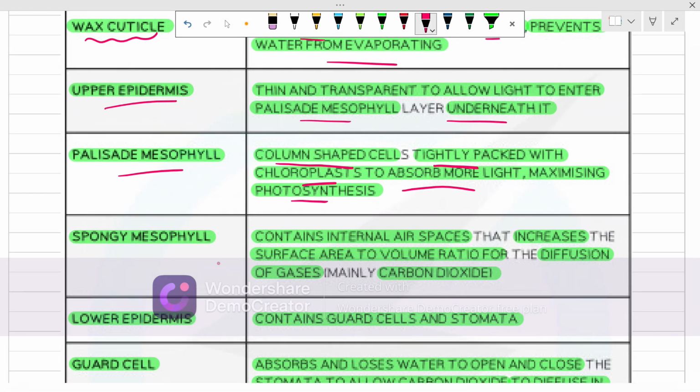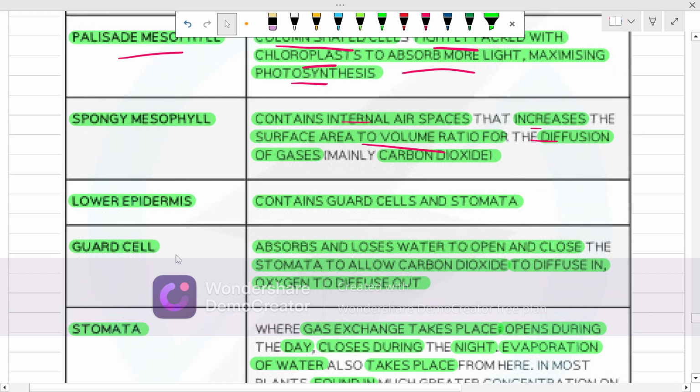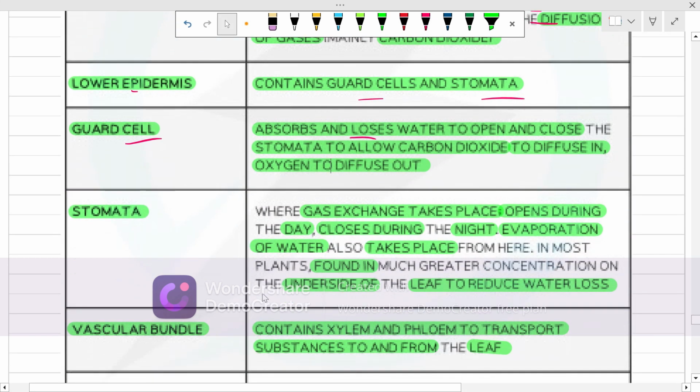Spongy mesophyll contains internal air spaces that increase the surface area to volume ratio for diffusion of gases and carbon dioxide. The lower epidermis contains guard cells and stomata. Guard cells absorb and lose water to open and close the stomata and allow carbon dioxide to diffuse inside and oxygen to diffuse outside. Stomata is where gas exchange takes place. It opens during the day and closes during the night. Evaporation of water also takes place here, and stomata are found on the underside of the leaf to reduce water loss.